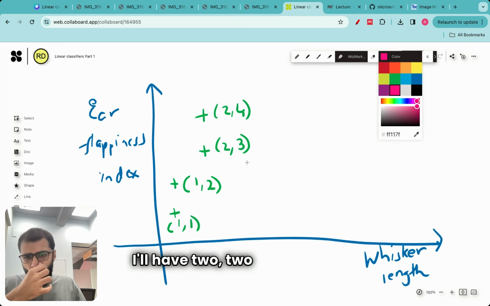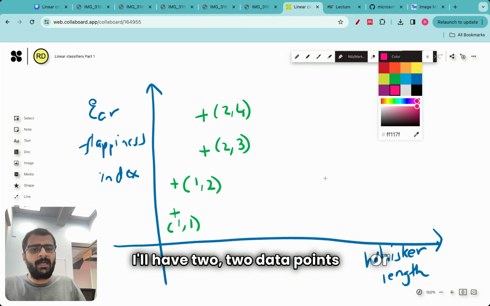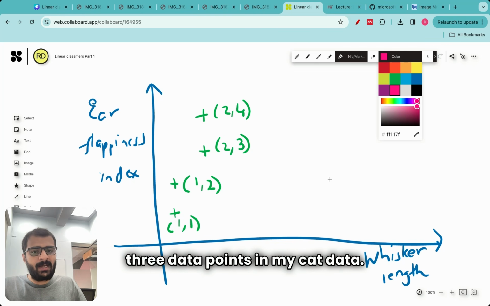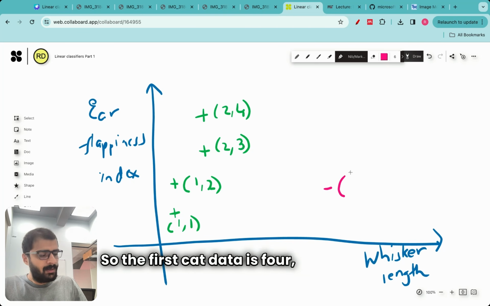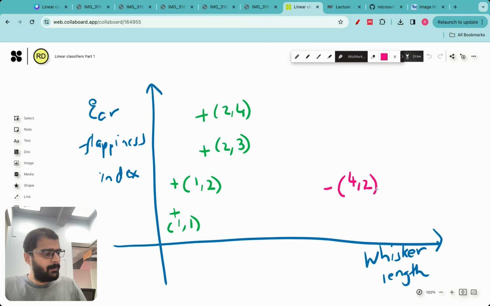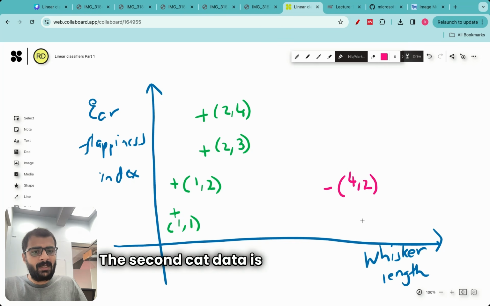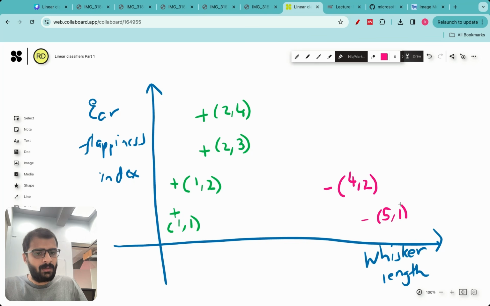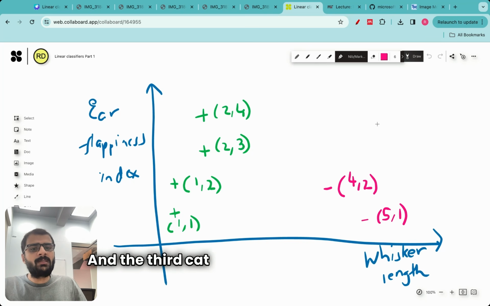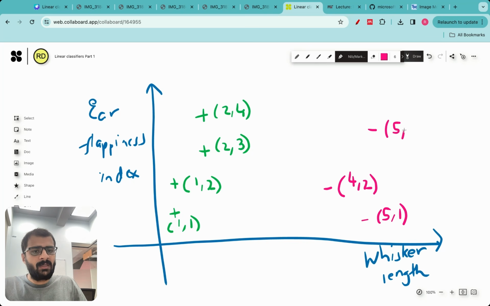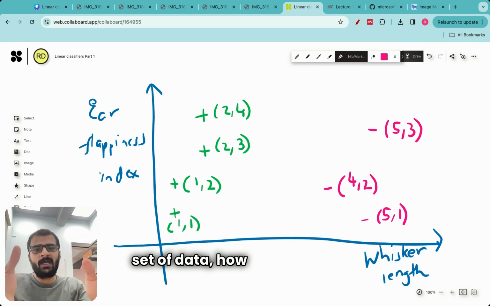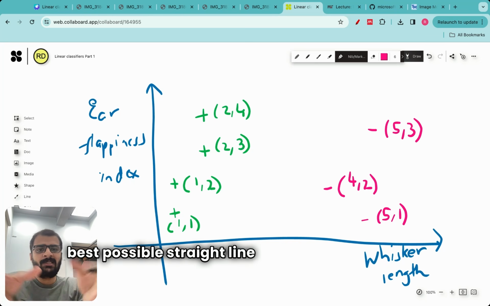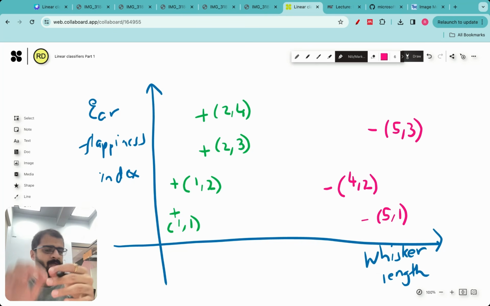and my cat data is this. I'll have three data points in my cat data. So the first cat data is 4 comma 2. The second cat data is 5 comma 1, and the third cat data is 5 comma 3. Okay, now your question is that given this set of data, how do you find the best possible straight line which separates these two, right?